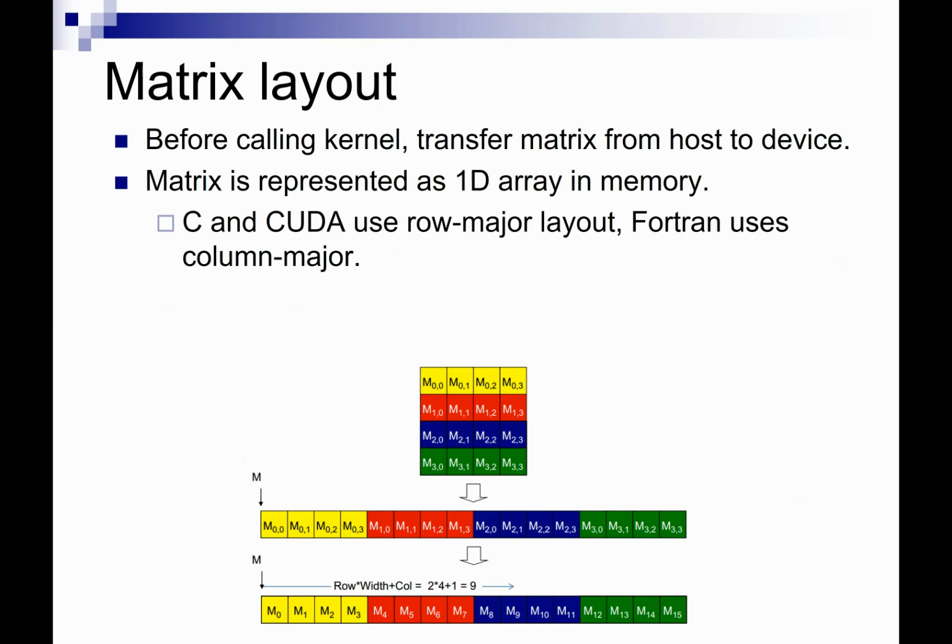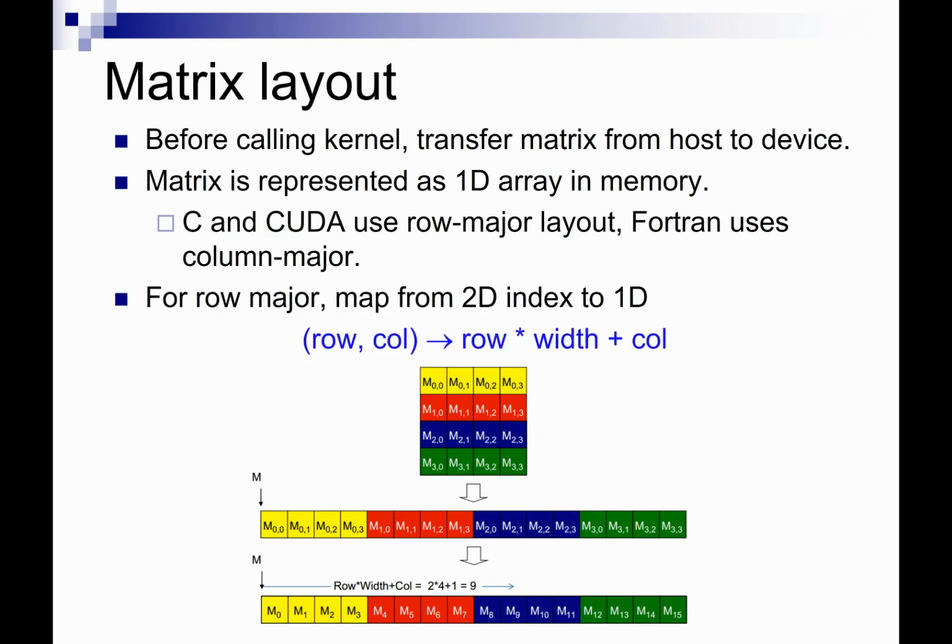Now I'll say a simple thing about how the matrices are stored in memory. Since CUDA is based on C, and C uses a row major format, CUDA is also going to use a row major format. What that means is if you have a matrix like this, we're going to store the first row followed by the second row and so on. Therefore, if you're given a row and a column, we need to convert a row and a column into a 1D index in this array, which represents this matrix.